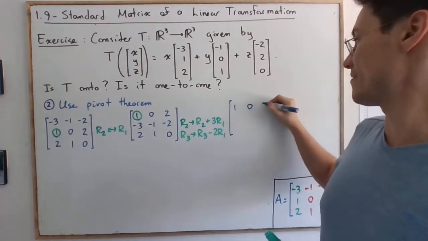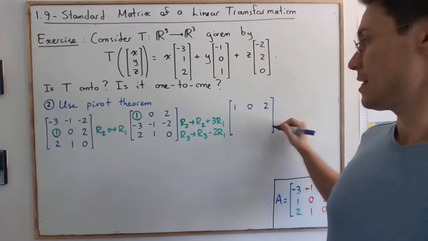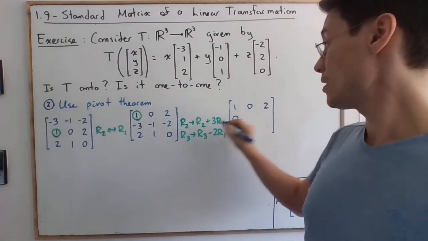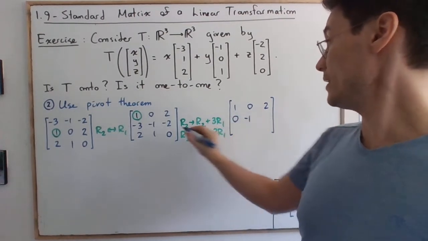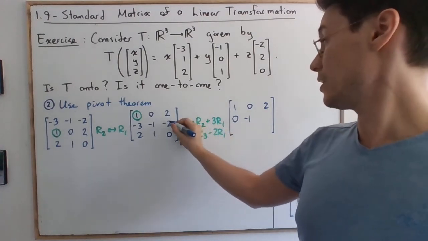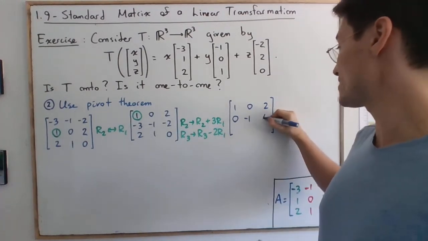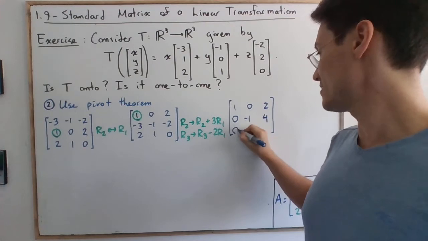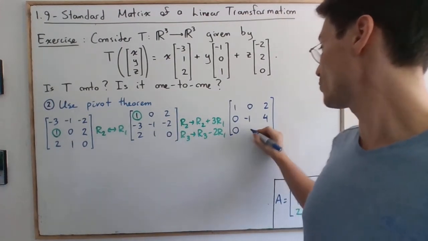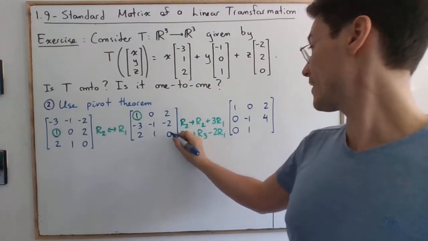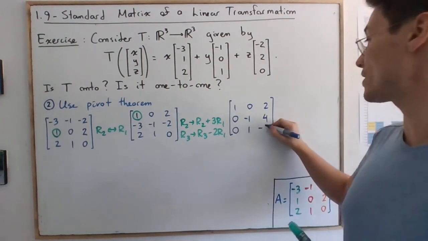So that's it. We have this, then 0, negative 1, and then negative 2 plus 6, so that's 4. And then we have here 0, 1 minus 2 row 1, so that's 1. And finally, this minus 4. Okay.